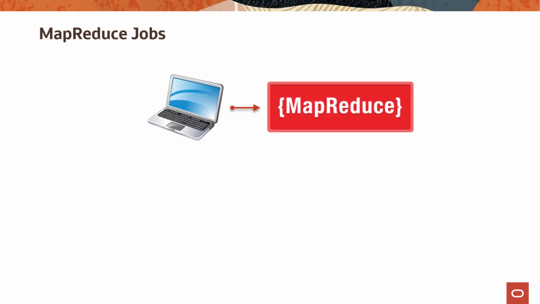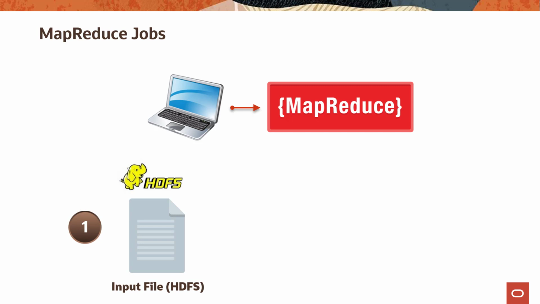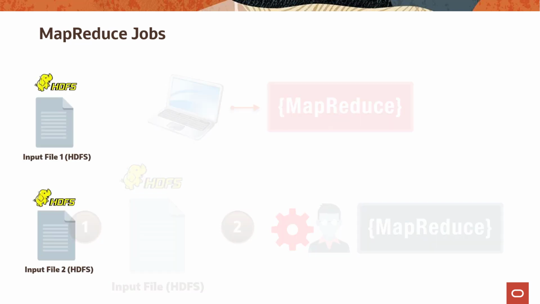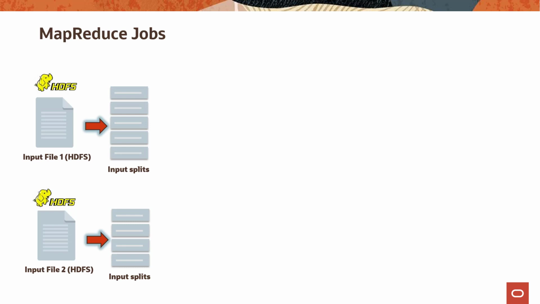Let's go over the process of how MapReduce works. A MapReduce job is a unit of work requested by a client. The job consists of input data, which is usually stored in HDFS, and a MapReduce program, which is created by the developer. In this example, we have two HDFS input files. Hadoop divides the input files into fixed-size pieces or chunks named input splits. The input split is usually the same size as an HDFS block, which is typically 128 megabytes, and it contains many records in the form of key-value pairs.